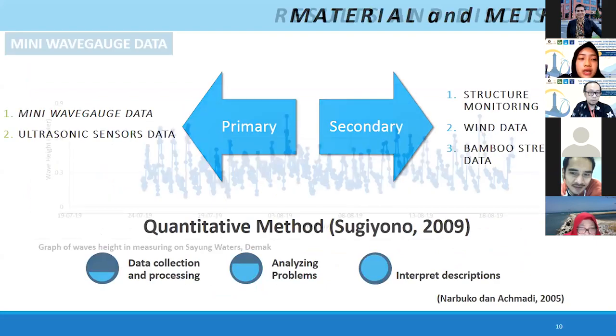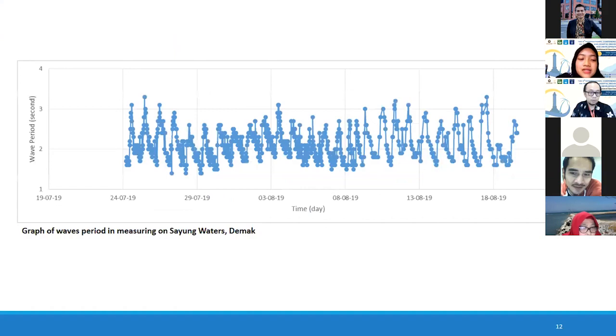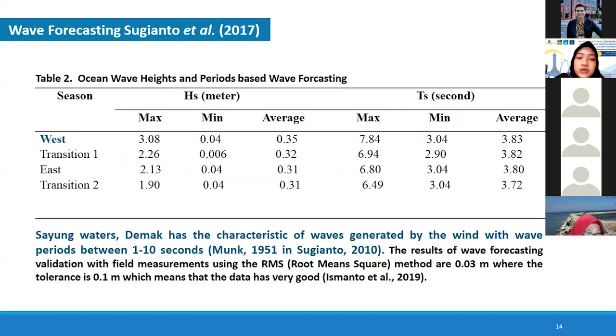The first result is mini wave gauge data, and this is the graph of wave height measured in Sayung Waters, Demak. And this is the graph of wave period. Based on this data, we find that the waters of Sayung, Demak is a transitional wave or medium water wave based on the relative depth, with a value of 0.47, which is included in this category. Next, the wave forecasting by Sugianto et al. Based on this result, we find that Sayung Waters, Demak has the characteristic of waves generated by the wind, with a wave period between 1 and 10 seconds. And according to Bayong, 2004, the wave season has higher wave height than other seasons because the wind speed is bigger than in other seasons.